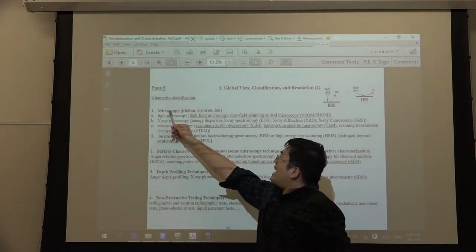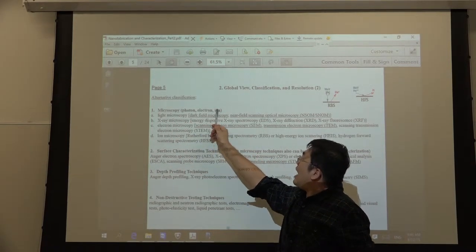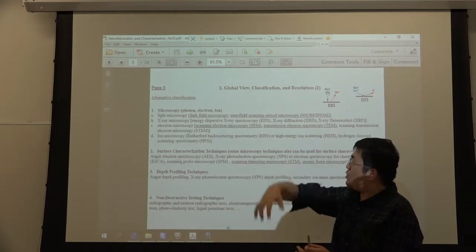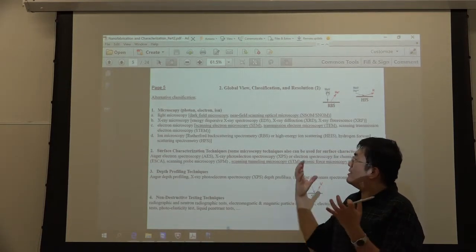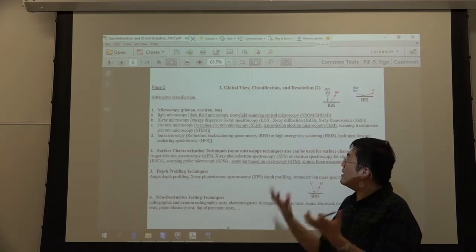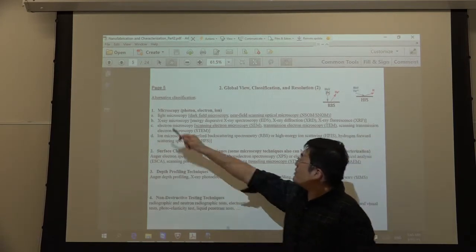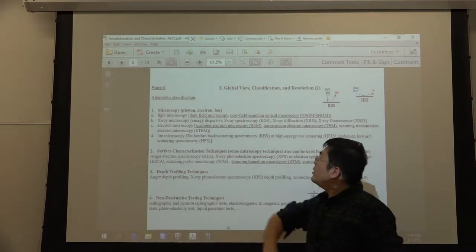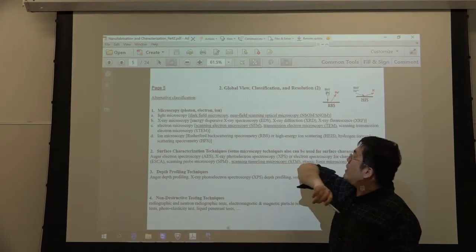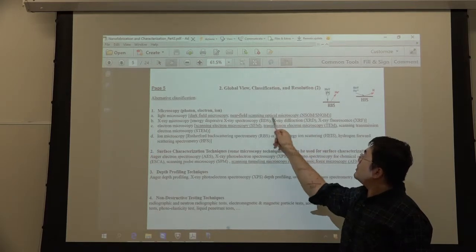As I said, in microscopy you use a photon, electron, or ion to strike your sample, then you detect the scattered particles. You can use light, including dark field microscopy or near-field scanning optical microscopy.